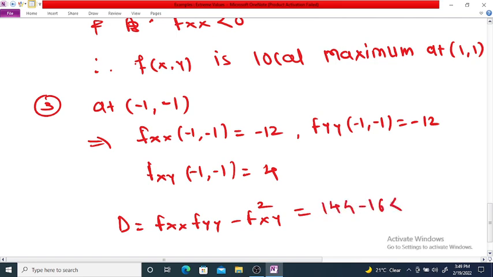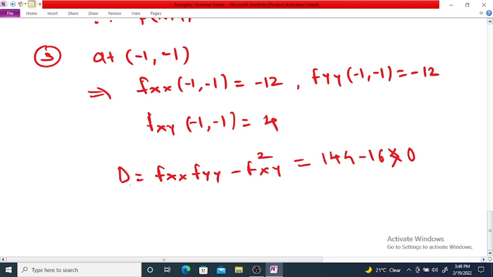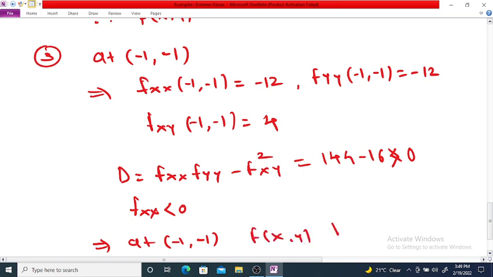minus 16, which is again greater than 0, and f_xx is less than 0, therefore at (-1, -1) f(x,y) has a local maximum.